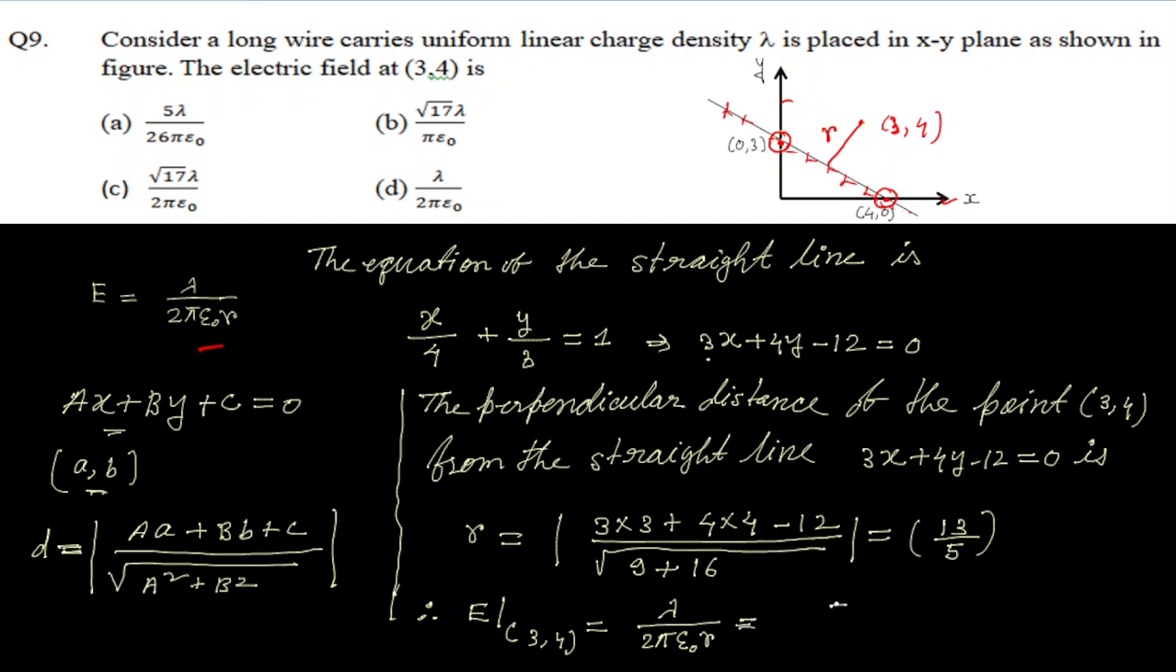So what will we get? 5 lambda divided by 26 pi epsilon naught. So this will be the magnitude of electric field at point (3, 4) because of this infinitely long charge carrying wire. So in this case, the correct option will be option A. Option A is correct. Okay.